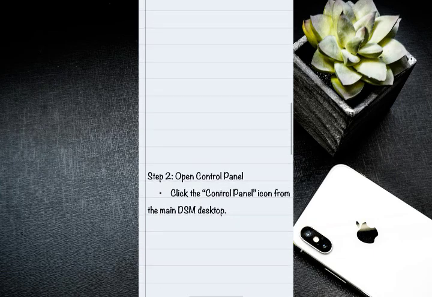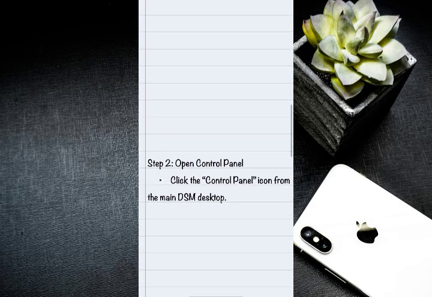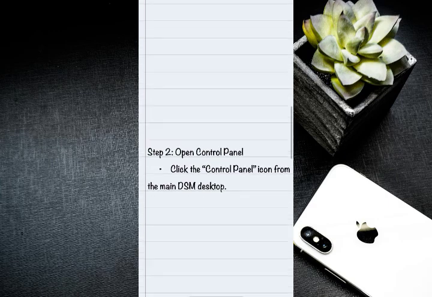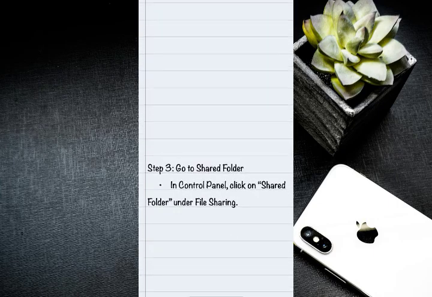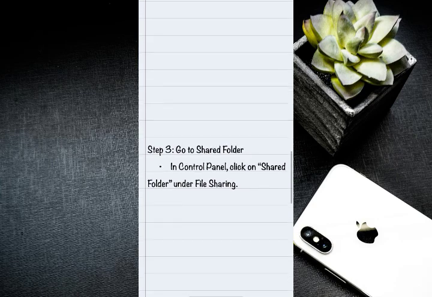Then step 2, you have to open the Control Panel. To do this, click the Control Panel icon from the main DSM desktop. Then you have to go to Shared Folder. So in Control Panel, click on Shared Folder under File Sharing.